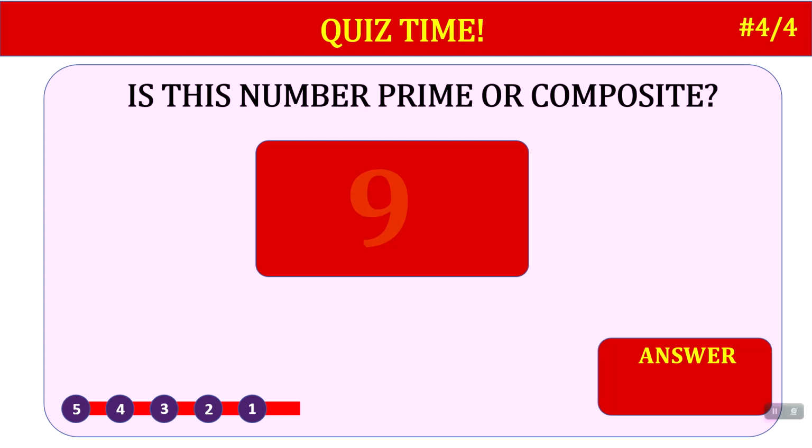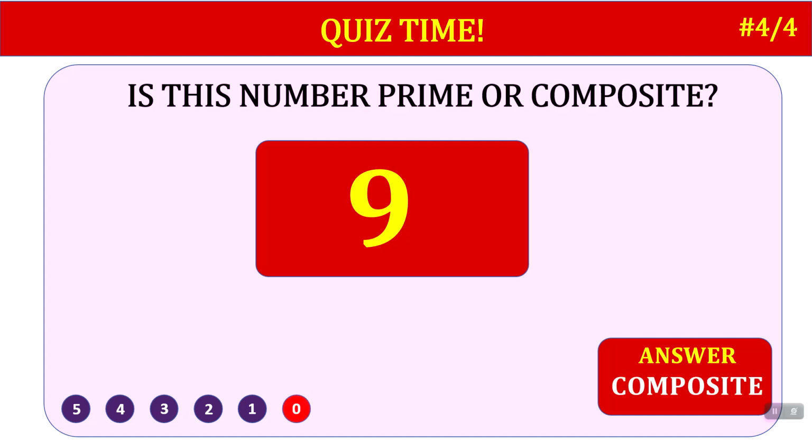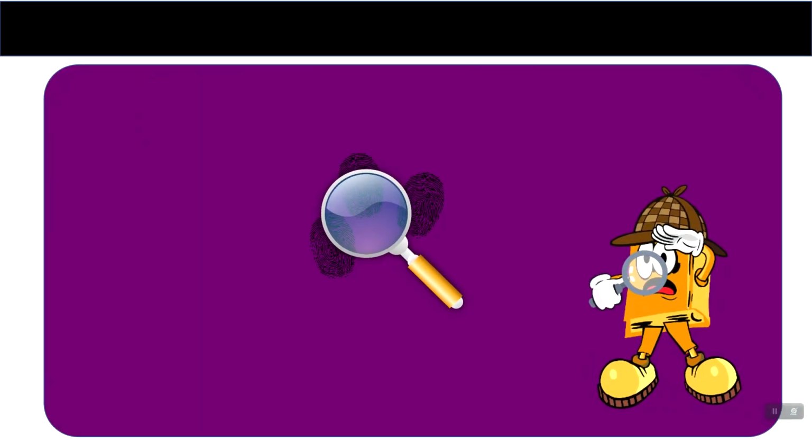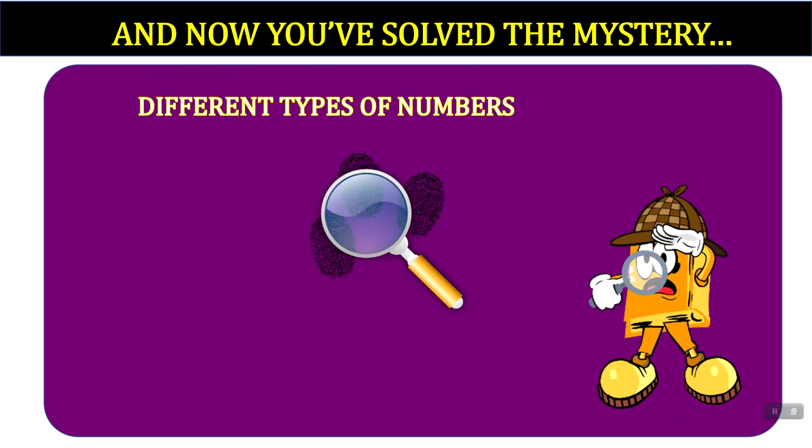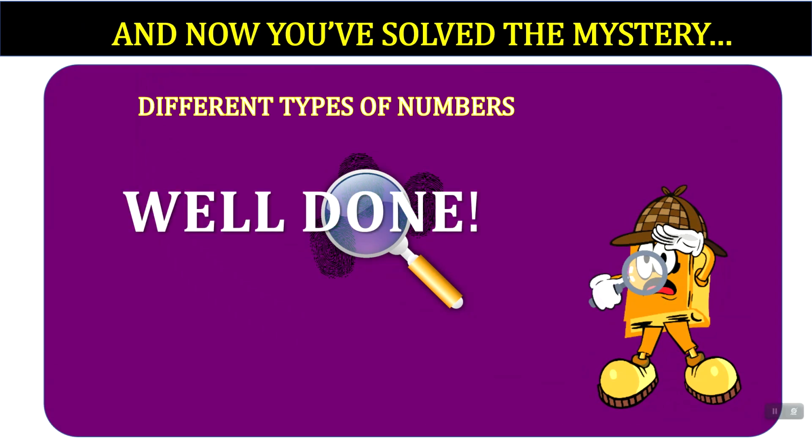And number 4, 9. Be careful. The answer is composite. Sometimes we're tempted to say 9 is a prime number because it is odd. But 9 has more than 2 factors. It has 3 factors, 1, 3, and 9. Therefore, it cannot be prime since it has more than 2 factors. It is composite. And now you've solved the mystery of the different types of numbers that exist. Well done.